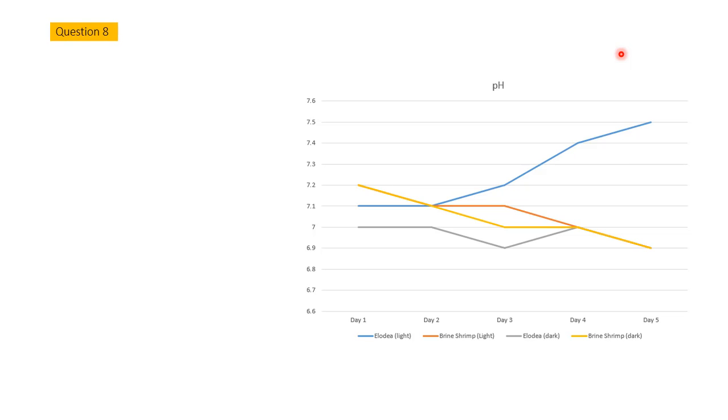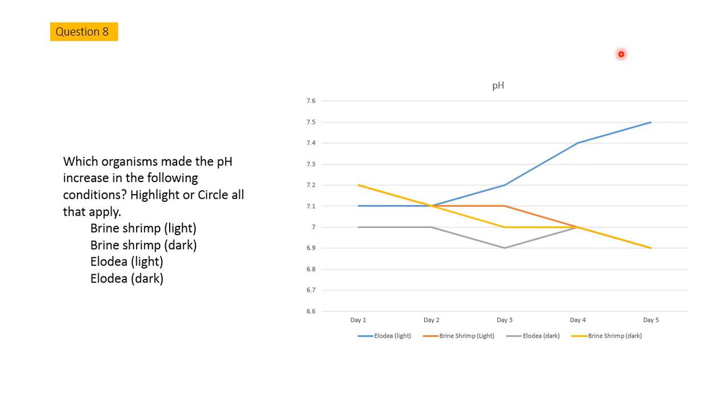And finally, number 8. Which organisms made the pH increase in the following conditions? Highlight or circle all that apply. So here are our pH numbers. They're going up here, and they're going down here. If it's going this way, it's more acidic. If the pH is going up, it's more basic. So it has to be whichever ones made the pH go up this way. You can look at your chart here, and look down here and figure out which one does that.